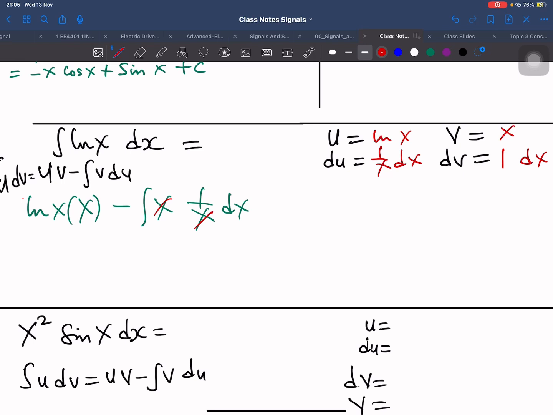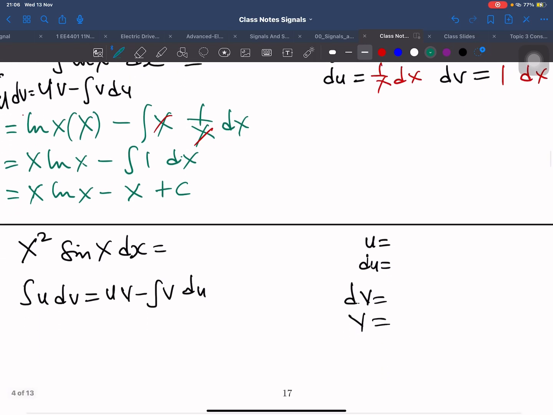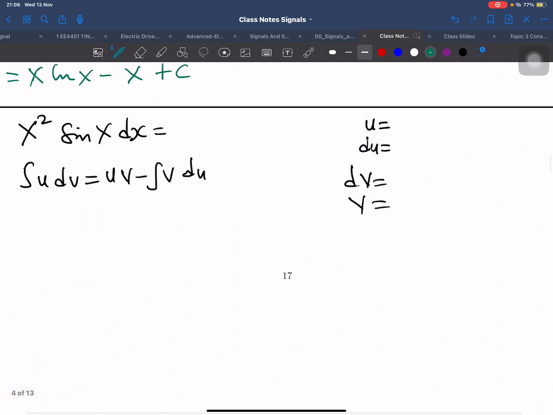So you now rearrange the equation. Let's see how it looks. It is equal to x ln x minus the integral of 1 dx. So now it equals x ln x minus x, because when you integrate 1, it becomes x, plus c. That's the final answer. We now have another question now.